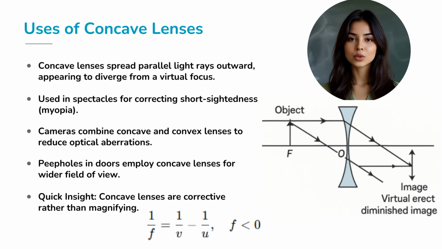These lenses are crucial in spectacles for myopia or short-sightedness because they help spread out incoming light so the eye lens can focus it properly. In cameras too, concave lenses are combined with convex lenses to correct optical defects and sharpen images.